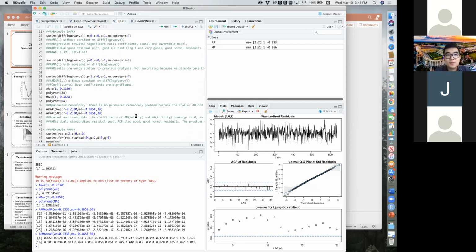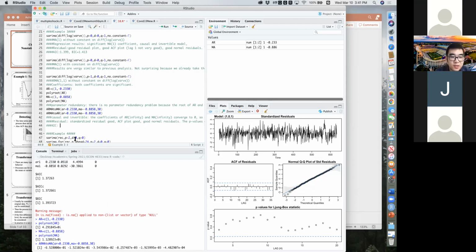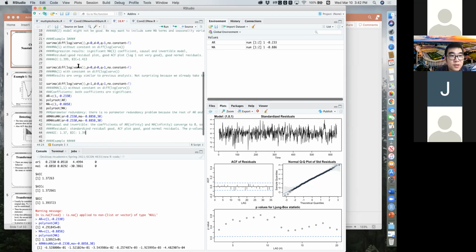Okay. And finally, let's compare the AIC and the BIC. So the AIC of this model is 1.37, and the BIC of this model is 1.39, right? So both are smaller than our first model. And we know that the smaller the AIC is, the better the model is. So they suggest that our second model is better than the first model with respect to AIC and BIC. Better than MA1.